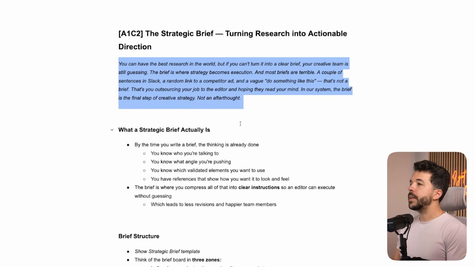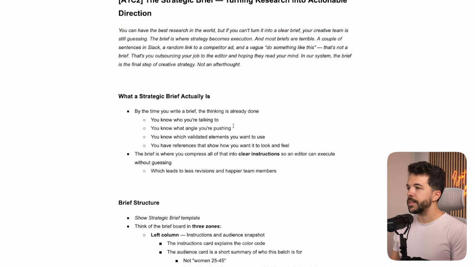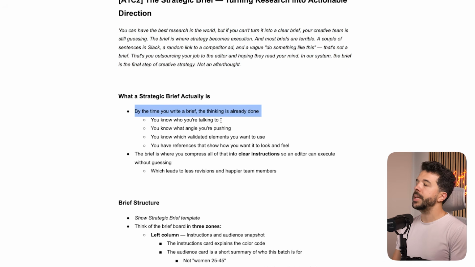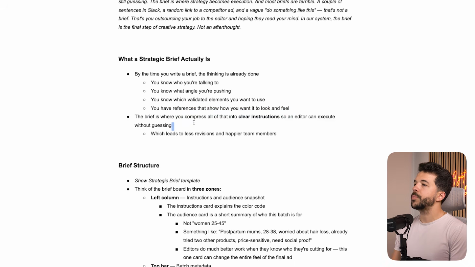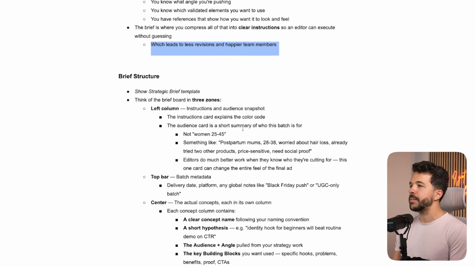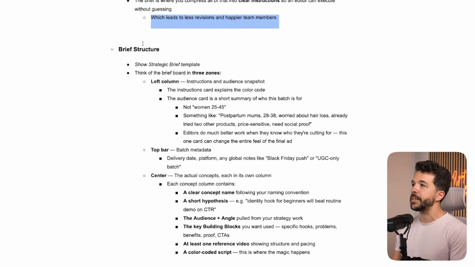Now, what a strategic brief actually is. By the time you write a brief, the thinking is already done. You know who you're talking to. You know what angle you're pushing. You know which validated elements you want to use. You have references that show how you want it to look and feel. The brief is where you compress all of that into clear instructions so an editor can execute without guessing. Which leads, as I said before, to less revisions, and also you want to have happier team members. And this plays a big role in it.